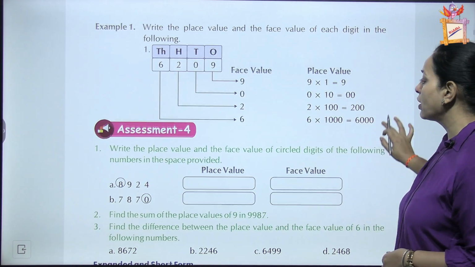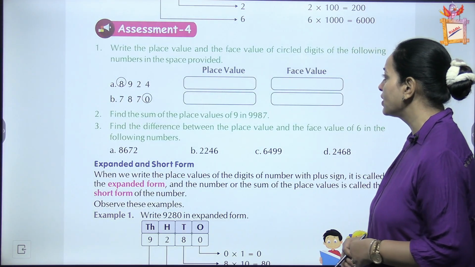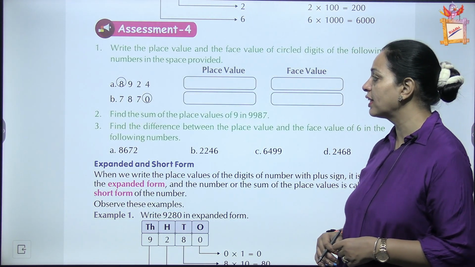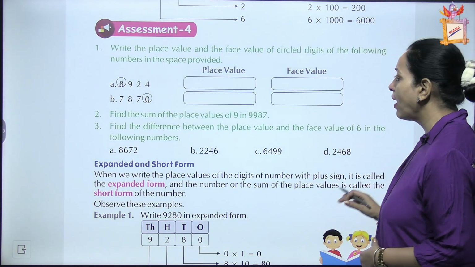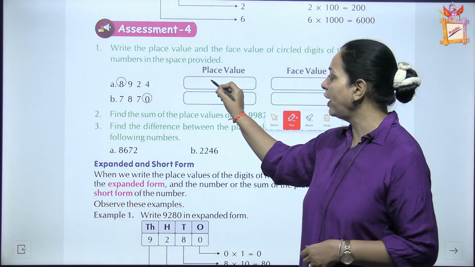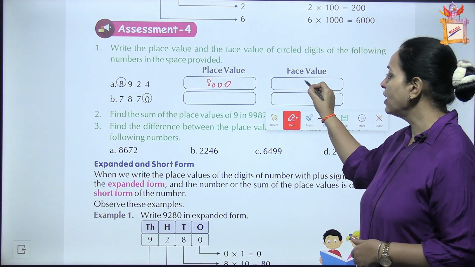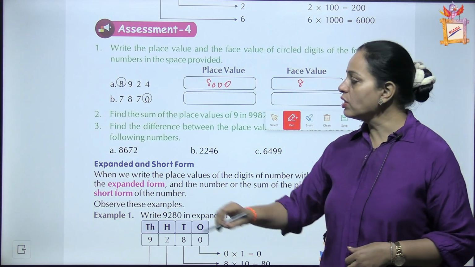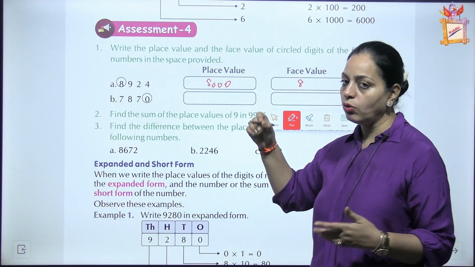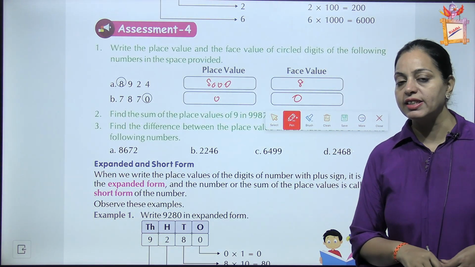Now we are talking about assessment 4. Write the place value and the face value of the circled digits of the following numbers in the space provided. A part, 8924. So what is the place value of 8? 8 is at 1000 place, 8000. And face value is 8. What is the place value of 0? 0. So place value is 0. Face value is also 0.